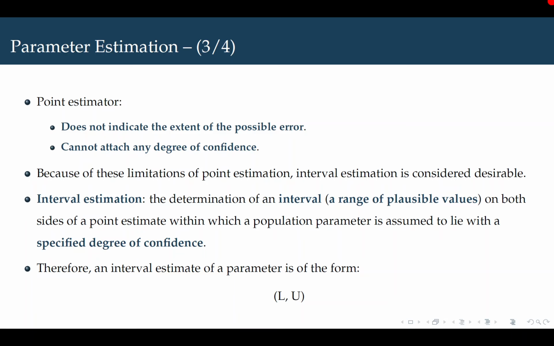Because of these limitations, there is an alternative way of estimation called interval estimation. And this is considered to be desirable because it is the determination of an interval or a range of plausible values on both sides of a point estimate within which a population parameter is assumed to lie with a certain degree of confidence. So an interval estimate of a population parameter is of the form where we have a lower bound and an upper bound, so that theoretically we have an infinite number of possible values for the population parameter of interest.